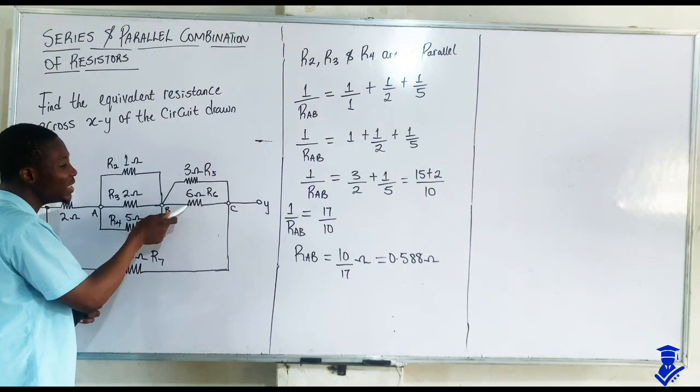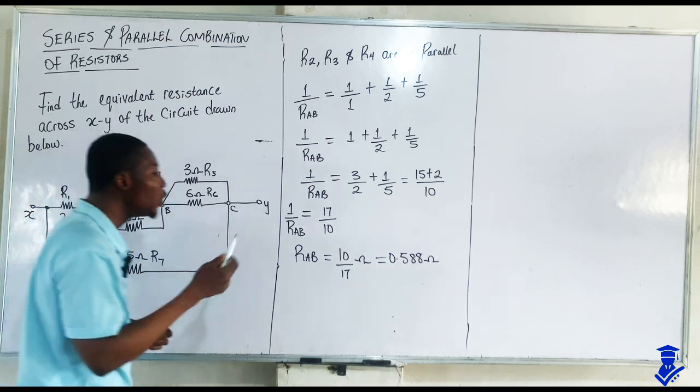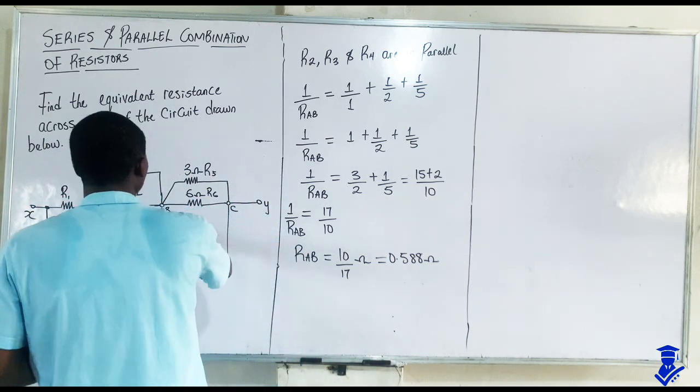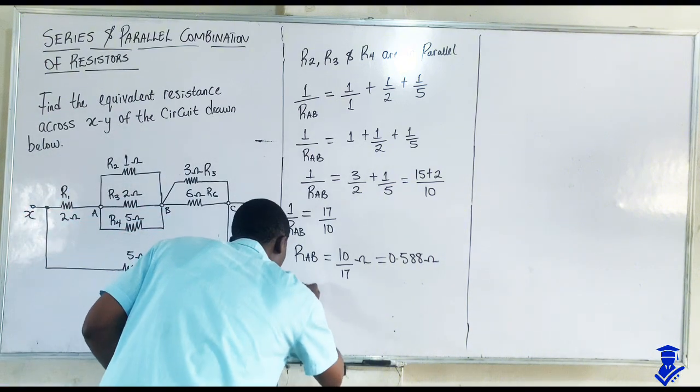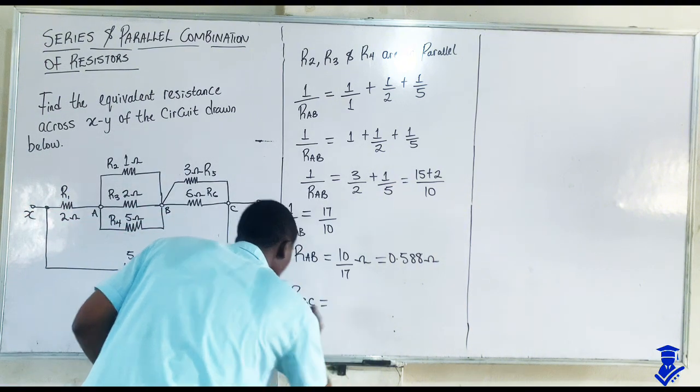The 3 ohms resistor and the 6 ohms resistor are in parallel. So how do we do that? And they are in between point B and C. So we can say the resistance between point B and C is going to be equal to.